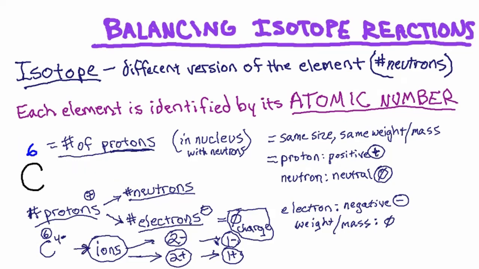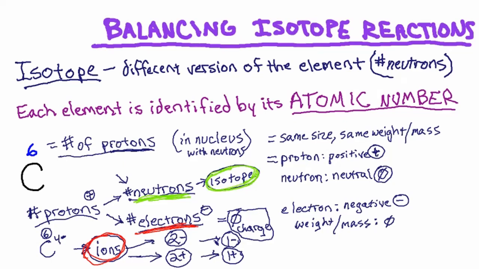Now, going back to the neutrons up here, the number of protons in the nucleus of an atom is usually the same as the number of neutrons. But when the number of neutrons changes, this is called an isotope. So, see, when the number of electrons changes, it's called an ion. When the number of neutrons changes, it's called an isotope.